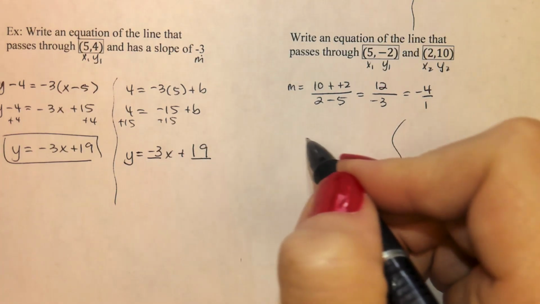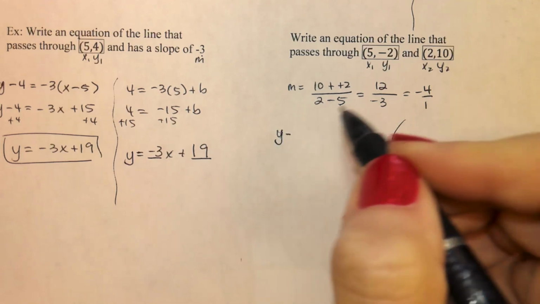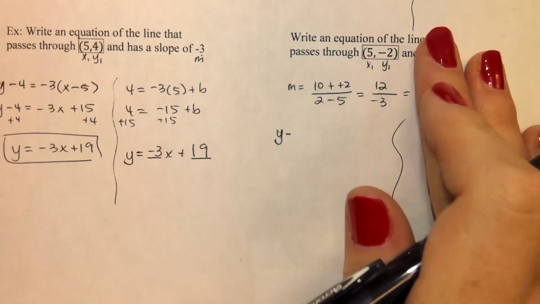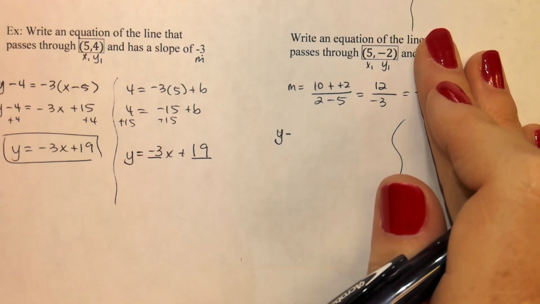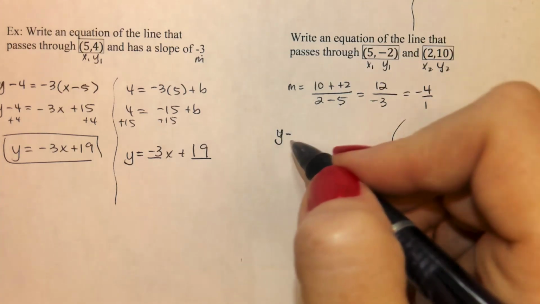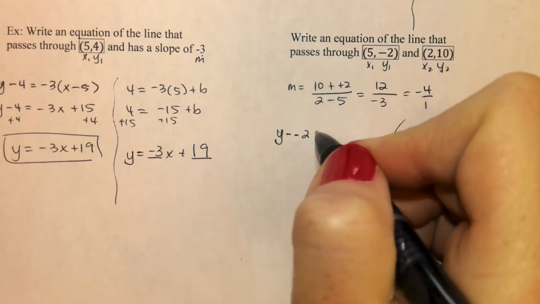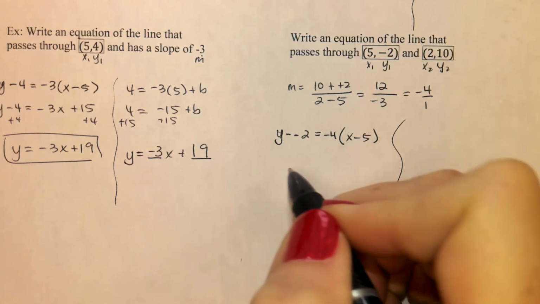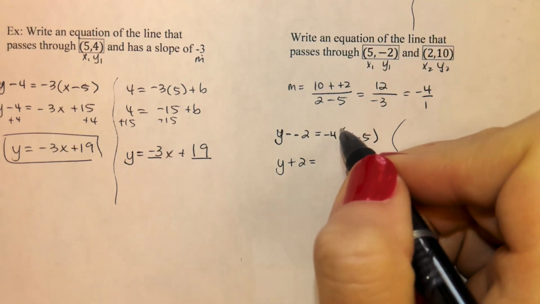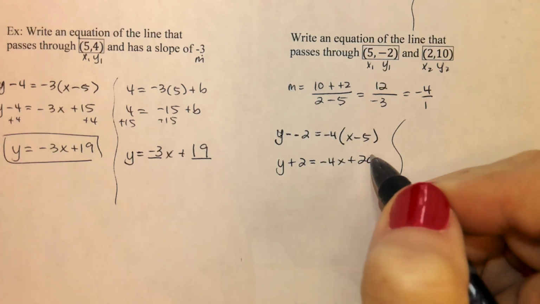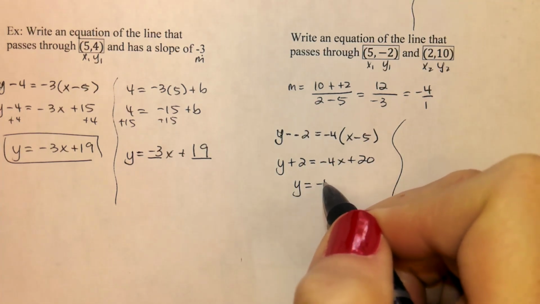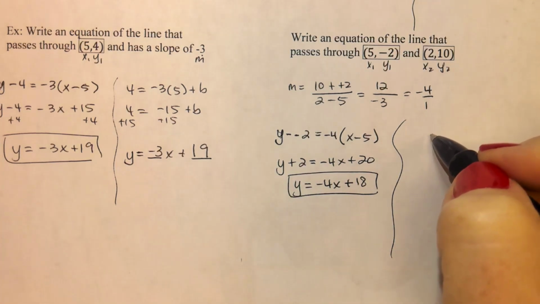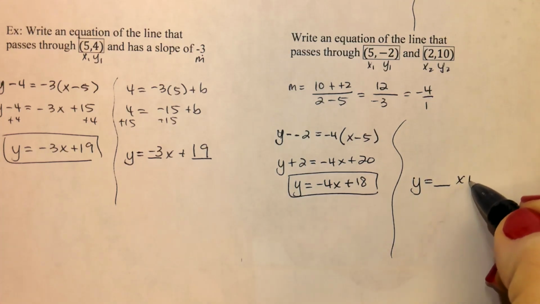So I'll do point-slope form first, so y minus. And now you've got options. You can pick either point, but whichever one you do pick, make sure that you cover up the other one because you can't use any numbers from that one. So I'll just use the 5 and negative 2. So this is y minus negative 2. We know our slope is negative 4 now, and then x minus 5. So y plus 2 equals negative 4x plus 20, and then we'll minus our 2 from both sides, so we have negative 4x plus 18. On the other side, we would do y equals mx plus b.